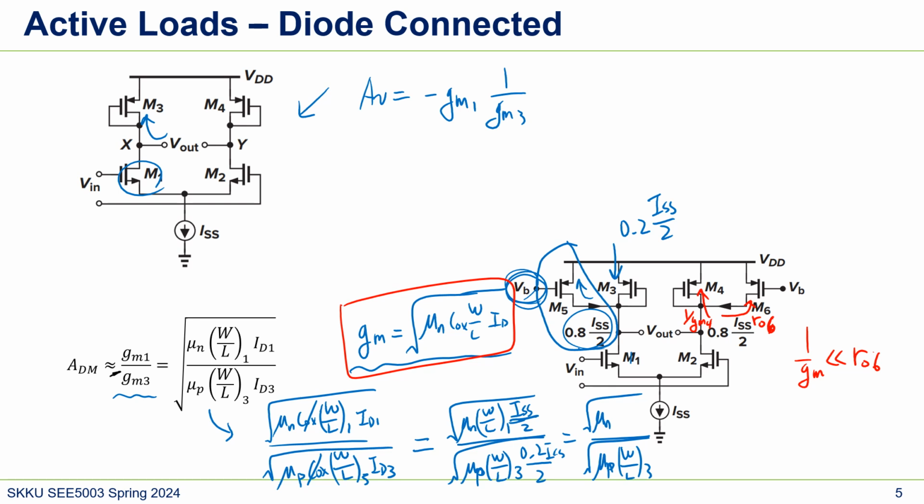And it's like square root 5, right? Because 0.2. So we can have a little larger gain than this by using it.